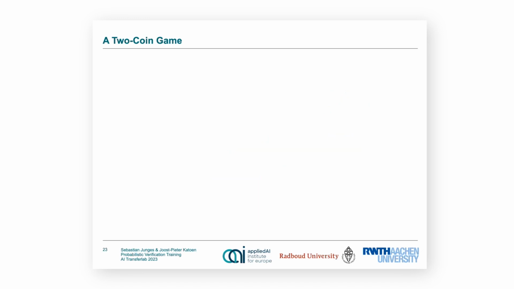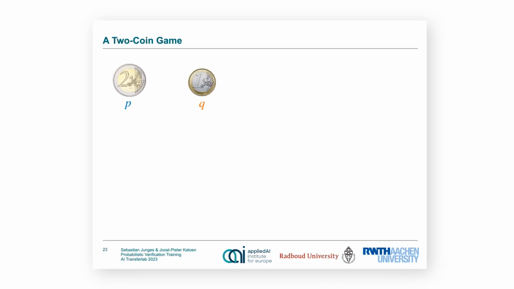Okay, this was all about Markov chains. I now would like to introduce Markov decision processes. And I do this, again, by means of a kind of toy example. It's a 2-coin game. So we have 2 coins, a €2 and a €1 coin. And they're both biased. So what does that mean?